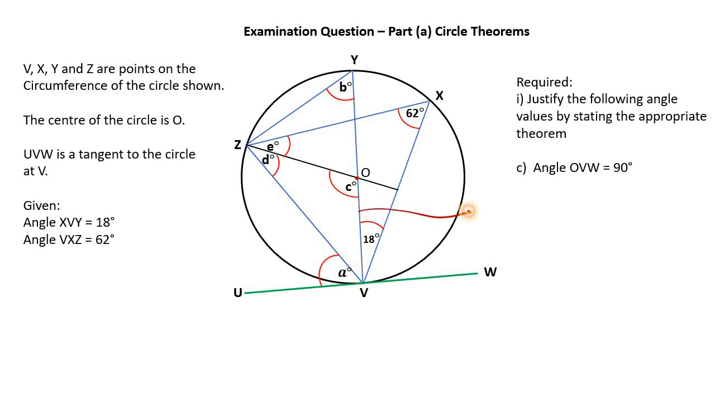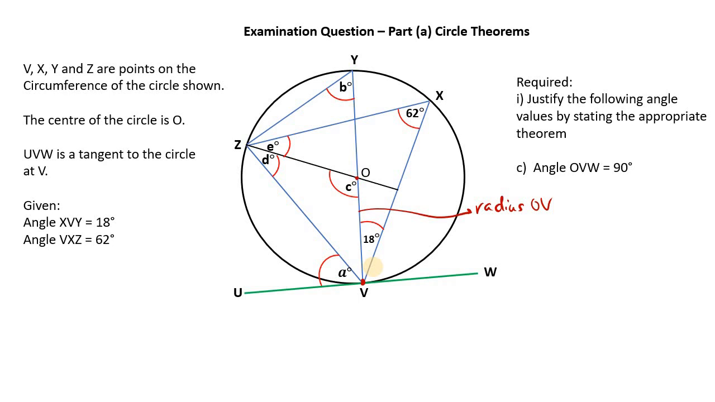So this is a radius, right? Radii for plural. This line OV is a radius. And so we see radius OV meets tangent UW or UVW at V. So when a radius meets a tangent, they are actually perpendicular, meaning they're always going to meet at 90 degrees.